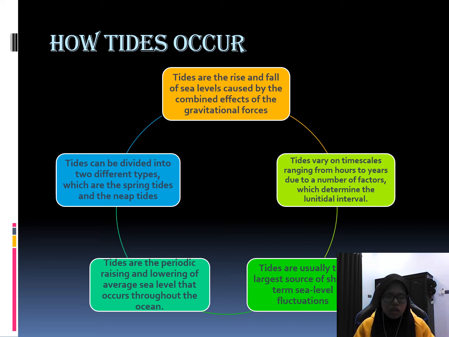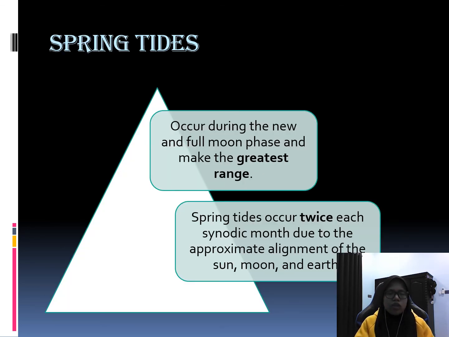So in this research, I divided the tides into 2 different types, the first one is the spring tides and the second one is the neap tides. So next, I will explain the first one, which is the spring tides. Spring tides usually occur during the new and full moon phase, and it will make the greatest range of tides. And usually spring tides occur twice in each synodic month due to the approximate alignment of the Sun, Moon and Earth.